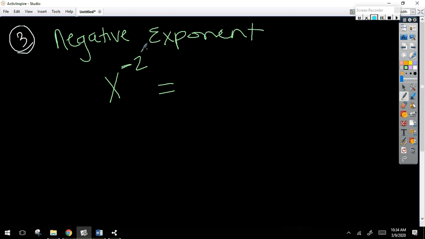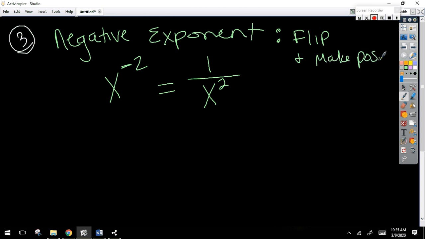When you have a negative exponent, you make it positive and you flip it. And by flip it, I mean make it into a fraction. So 1 over x squared. Excellent. Flip and make positive. If it's in the bottom, it moves.